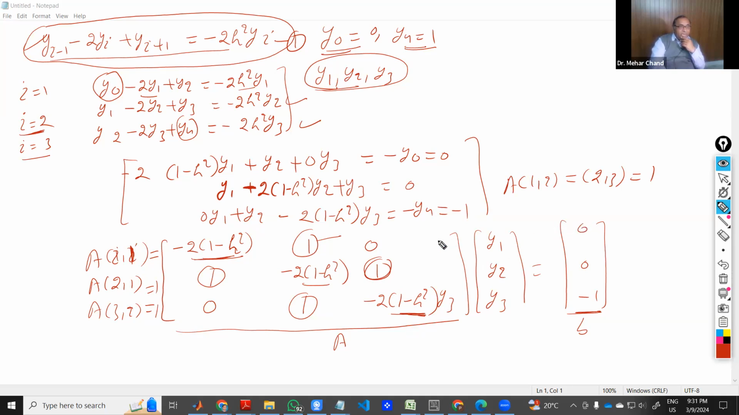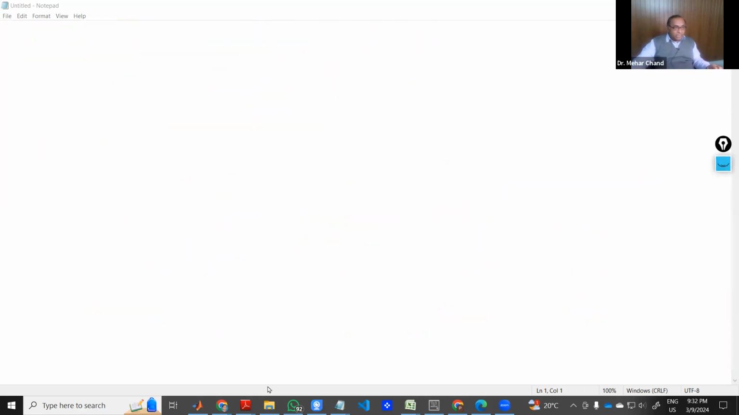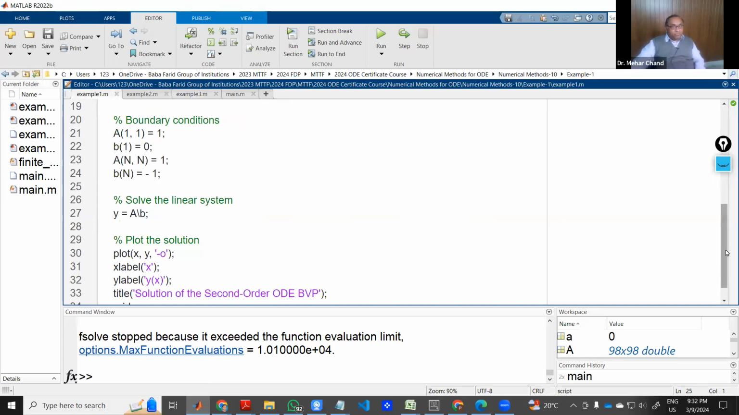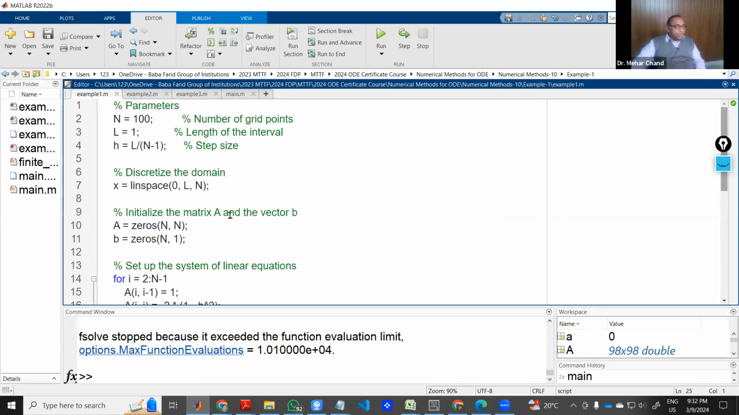Now we can easily apply our algorithm in MATLAB. Now I want to minimize this and come to MATLAB. Yes, so this is the example and the part of implementation in MATLAB. Here we are choosing n = 100. If you take n = 4, then this will compute the values of y1, y2 and y3.